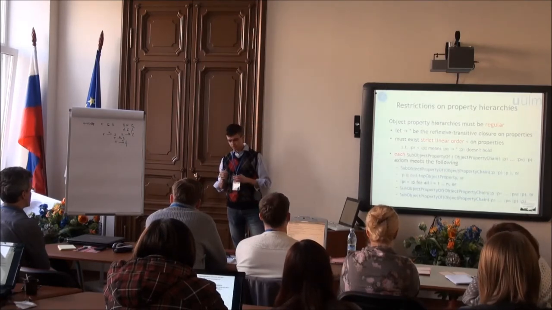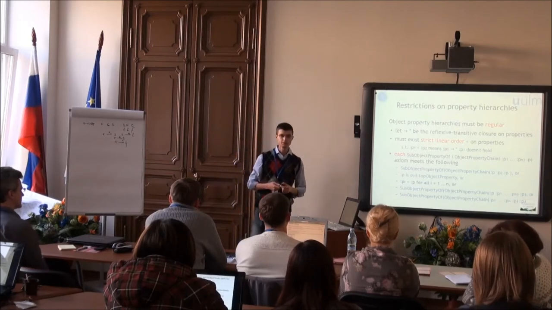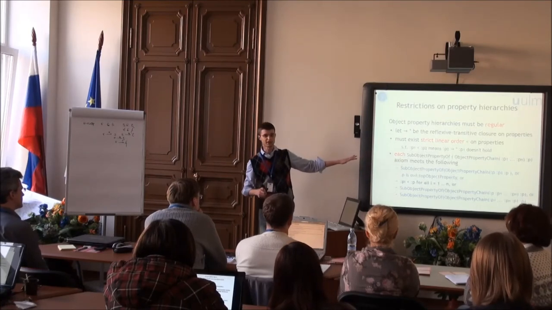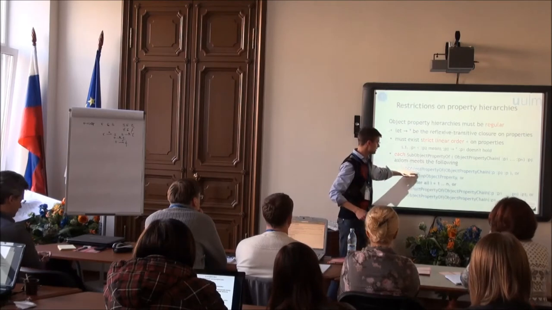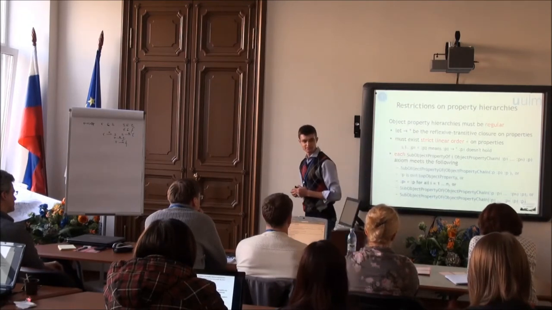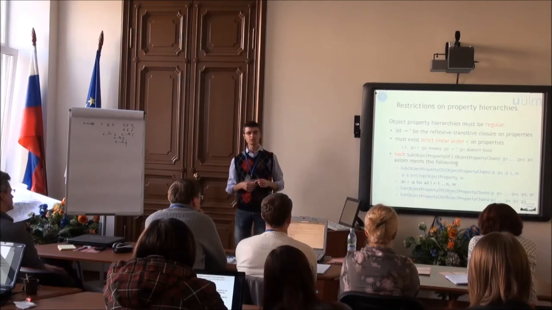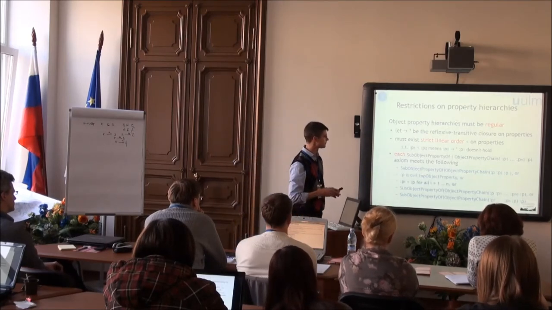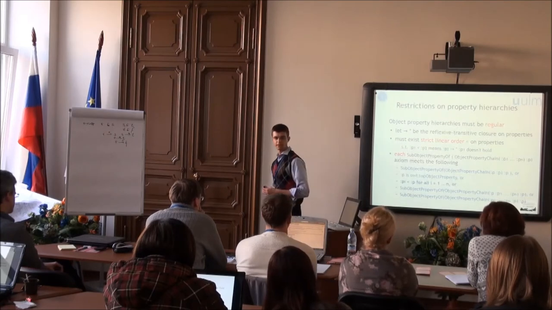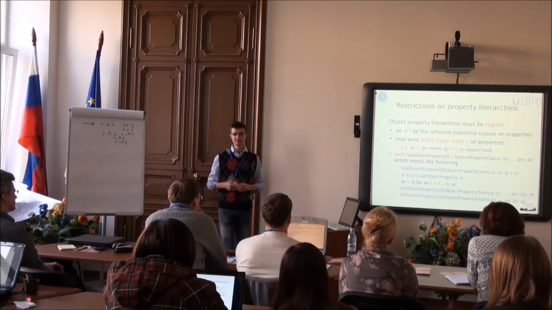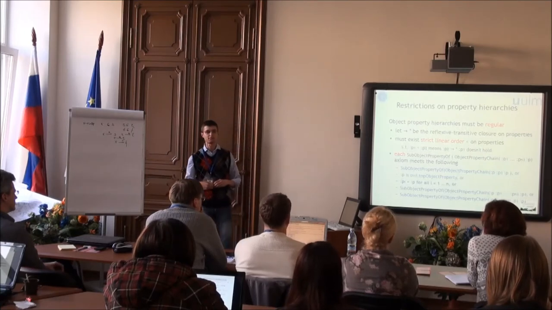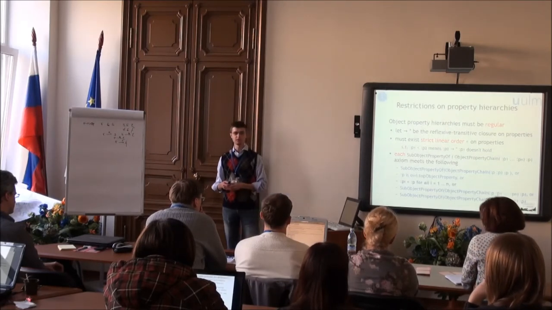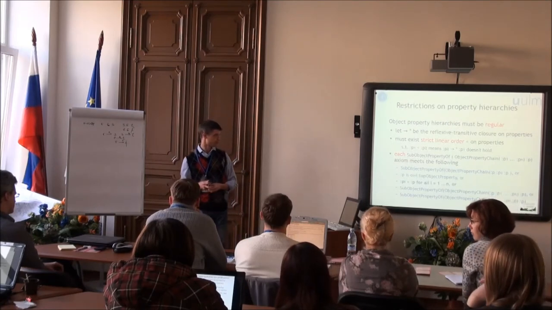Okay, so then your property hierarchy is regular if it satisfies certain restrictions. The first two are simple. They look complicated, but they are actually simple. You may notice that this is actually transitivity. You say that P is transitive, and that's what you are always allowed to do. You are also always allowed to use top object property on the right-hand side of the chain. The reason being that it's the same as saying nothing. It's the same as saying that person is a subclass of thing, because everything is a subclass of thing. In the same way, everything is a subproperty of top object property.